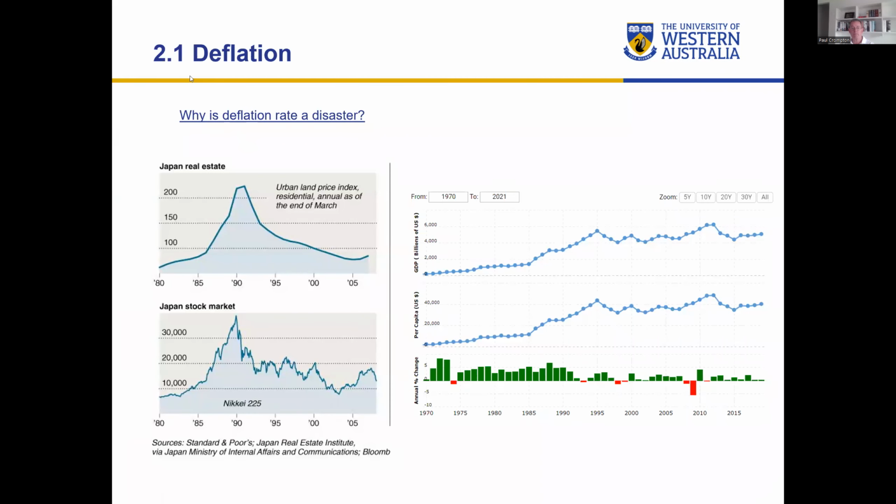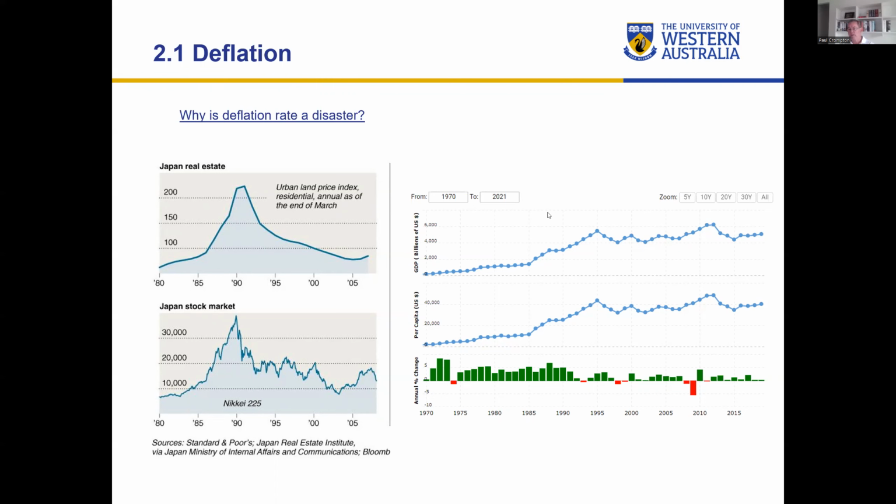Okay, so topic 2.1, deflation. We've already spoken about inflation. This is the opposite, deflation. So deflation occurs when the average price level in an economy falls. And this is the case of Japan.